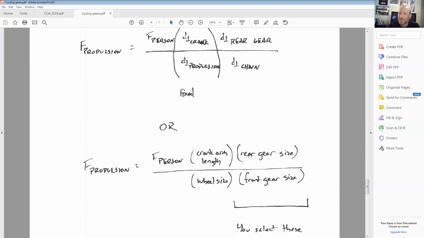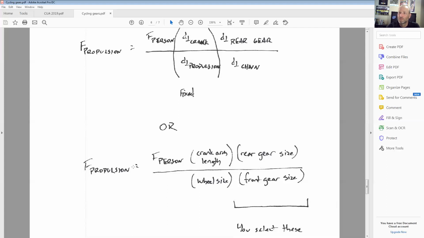Interestingly, that means if this is small and this is big, for whatever force I generate on the pedal, I'm going to have less force generated at the rear wheel propelling the bike forward. So let's just use fictitious numbers. If my rear gear size is 1 and my front gear size is 10, that's 1/10. So if this is 100 newtons times 1/10, this is going to be 10 newtons over here. So 100 newtons pushing on the pedal, 10 newtons generated to propel the bike forward.